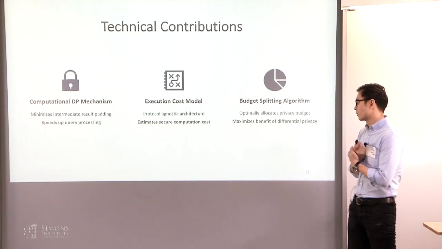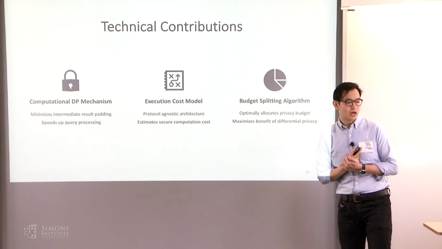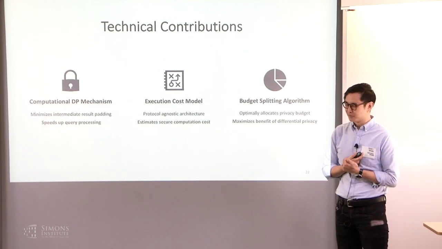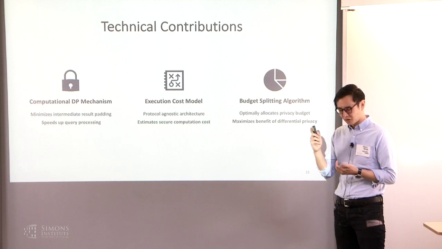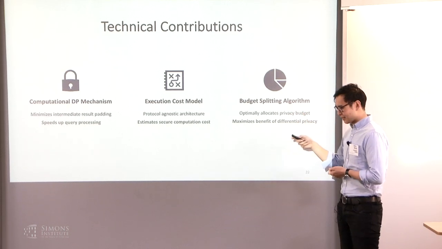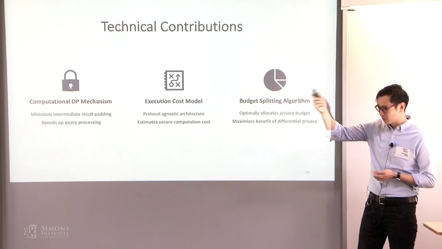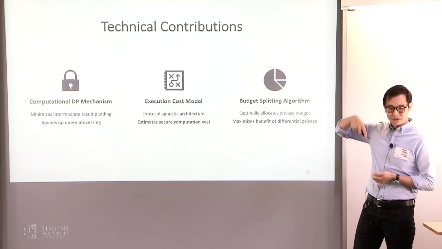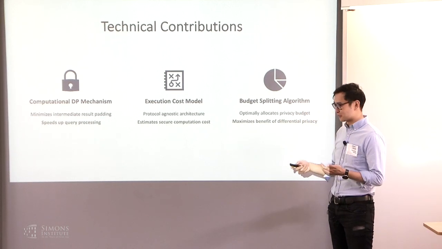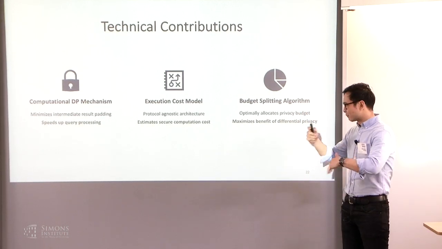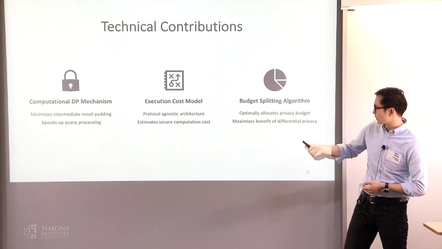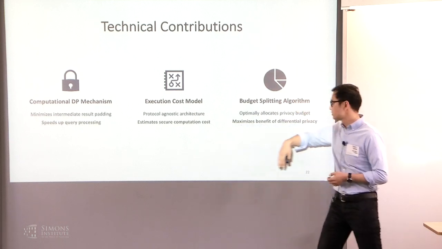Second, we want to have a protocol agnostic architecture because there's constantly new research, and we want to be able to plug and play different secure multi-party computation protocols. Actually, in the process of writing this, a new protocol was released that was three orders of magnitude faster than the one we were originally using. It was very important for us to have a cost model that was general enough to handle all of this, something that we could use to estimate our secure computation costs.